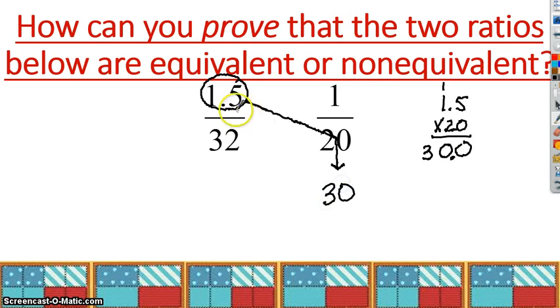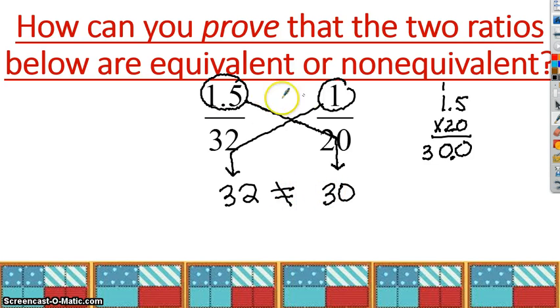Some of you could also visualize that. One set of 20 would be 20, half a set of 20 would be 10, so that makes 30. Either way, you can do it on the side of your paper or mental math with that multiplication. 1 times 32 is 32. 32 does not equal 30, so these two ratios are non-equivalent. They are not equal in value. Why? Because their cross products are not equal in value.